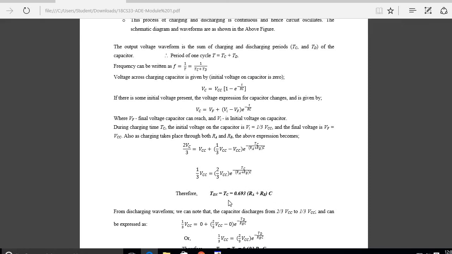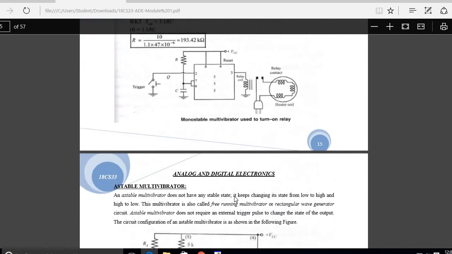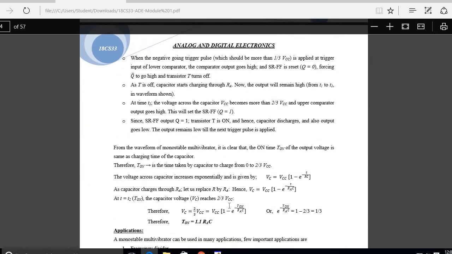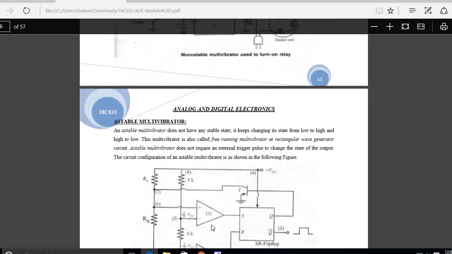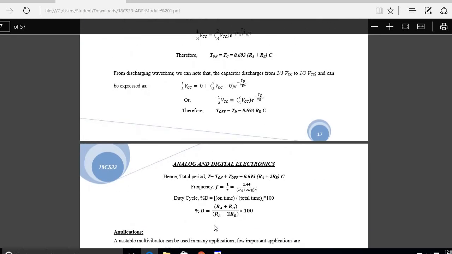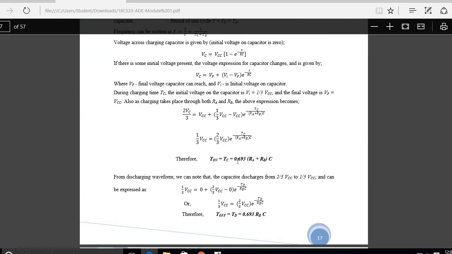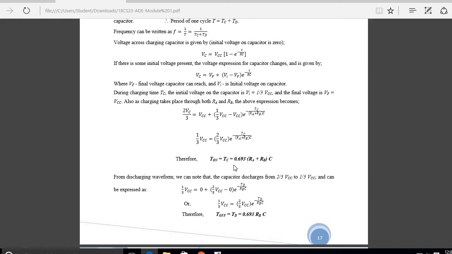T on is equal to what? In the monostable multivibrator, T on is equal to 1.1 into Ra into C, right? Here in this astable multivibrator, T on should be Tc. Tc and T on are both the same here, because I'm replacing T on as Tc and T off as Td. So T on is 0.693 into (Ra plus Rb) into C. This is the T on for the astable multivibrator.